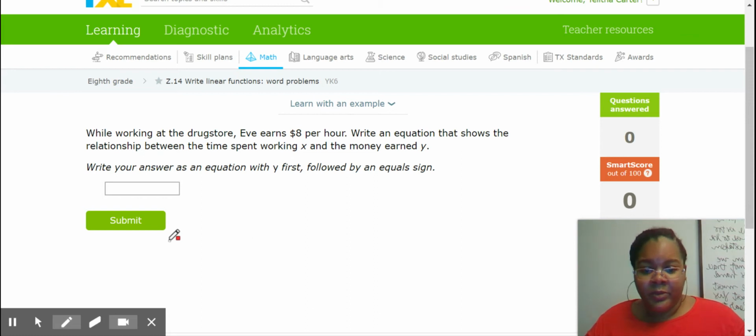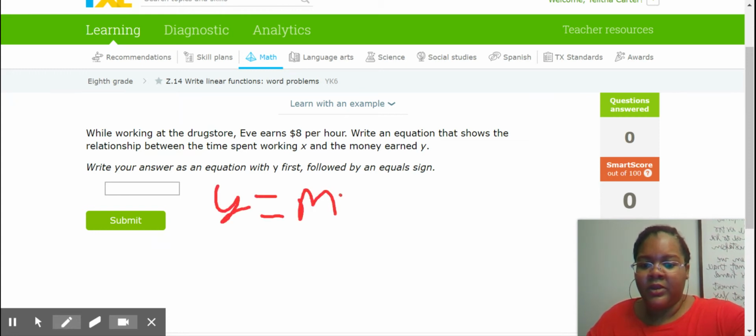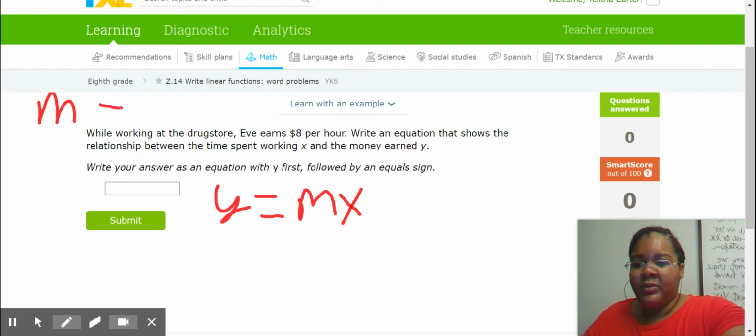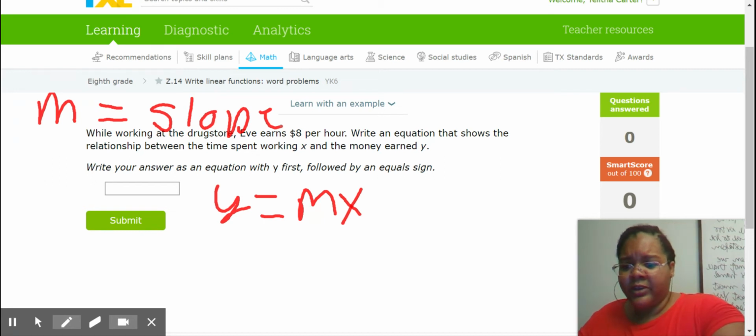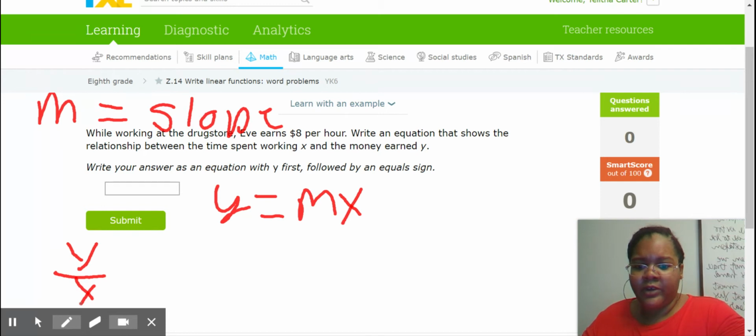All right, so what you need to remember is that in order to write this equation, our equation is going to be written in the form y equals mx. Make sure you remember m equals our slope. That's our slope, our rate of change. All right, so for this, we learned that anytime I'm finding slope, my slope is equal to y over x.